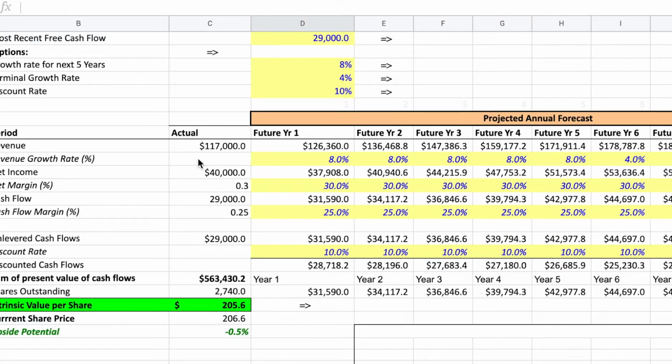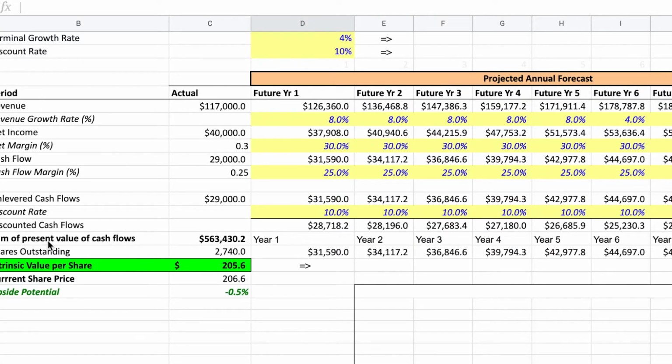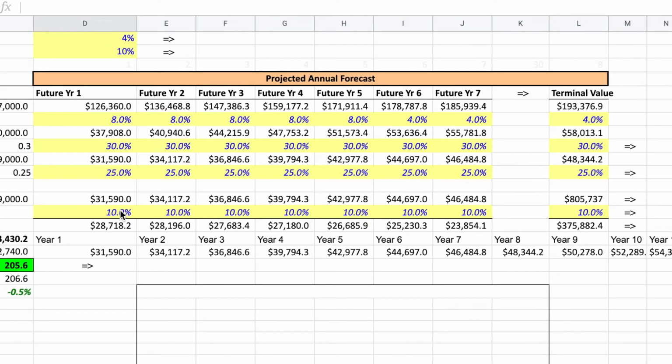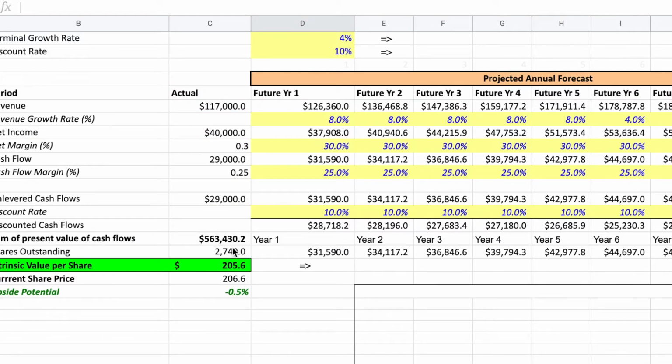So here is another set of assumptions. The net margin assumption that I'm making is 30%, because that's what Facebook did over the past decade. And the cash flow margin is varied because they are investing heavily into VR and some other segments of their business, but I'm just going to assume 25% because they did hit that previously. Assuming this, we get a sum of present value of cash flows of $563 billion. To get this value, we essentially took the discounted cash flows and added them all up along with the discounted terminal value. So in this scenario, we have a share price of $205.60, which is lower than its current share price, which means that there is downside.